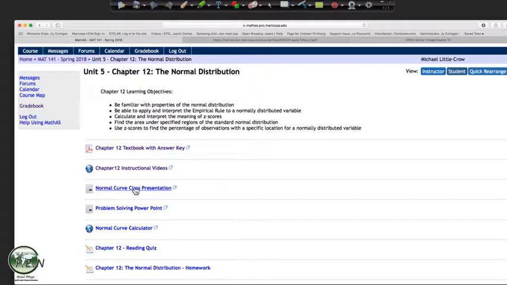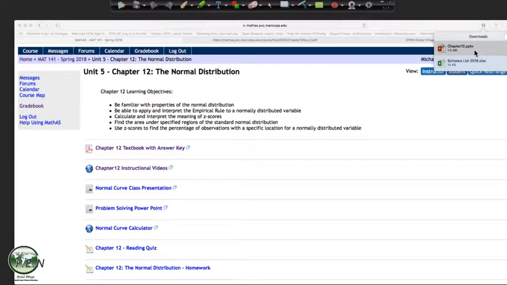So this is our class presentation. I'll come back to it. Problem solving PowerPoint. This has a lot of the problems in it. I don't even know what it is. I've got stuff in here I don't even know anymore. I'm thinking this one might be mine, because when I did the videos, I actually made a PowerPoint of all the problems, and then I put the solutions in there.